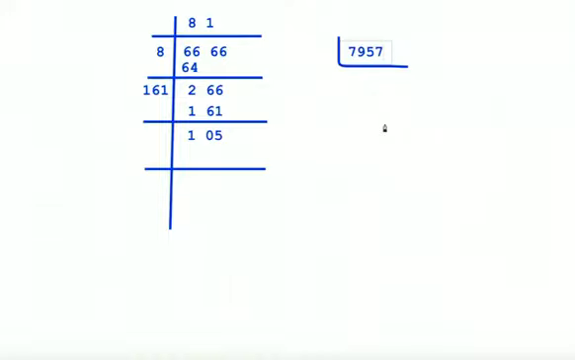39 then. 39 is 13 into 3. So it won't go by 39. 41 then. 41. It won't go by 41. 43. Yes, 43 we can try. It won't go. 43, 44, 45, 46, 47.